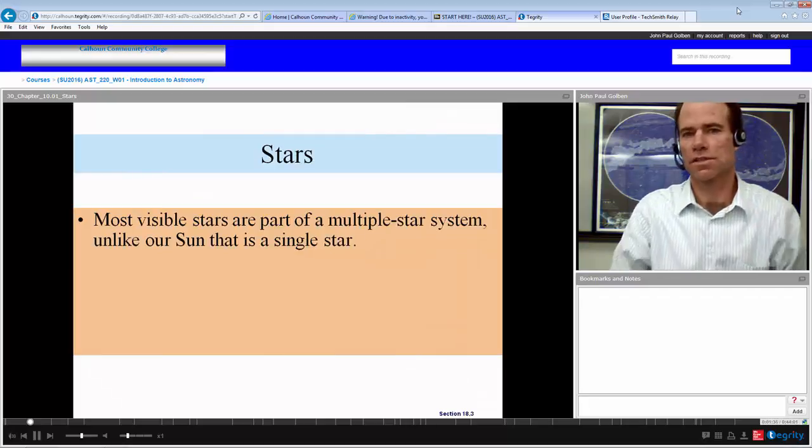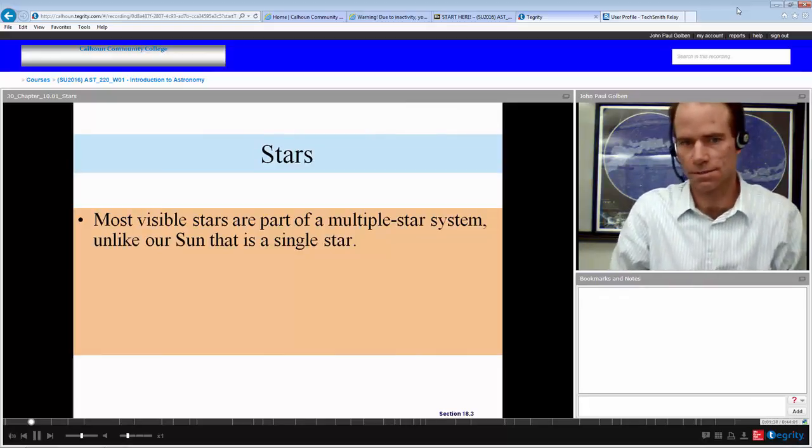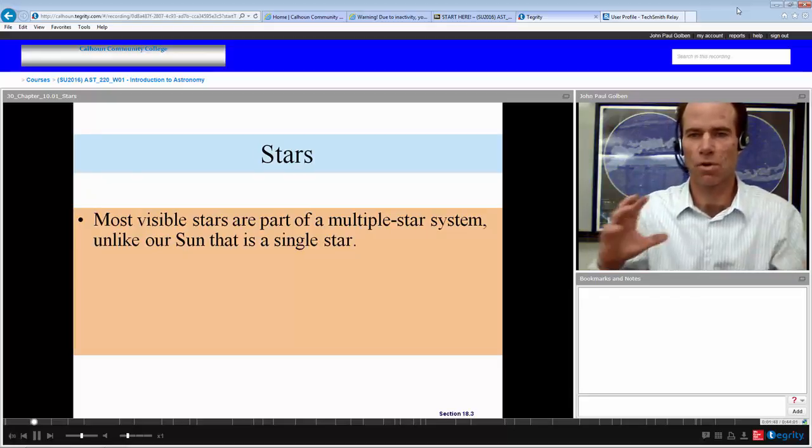Most visible stars are part of a multi-star system, unlike our sun, which is a single star, which is a good thing, because if we were part of a multiple star system, then it might be a more complicated scenario in order for us to have the right occurrence for life.